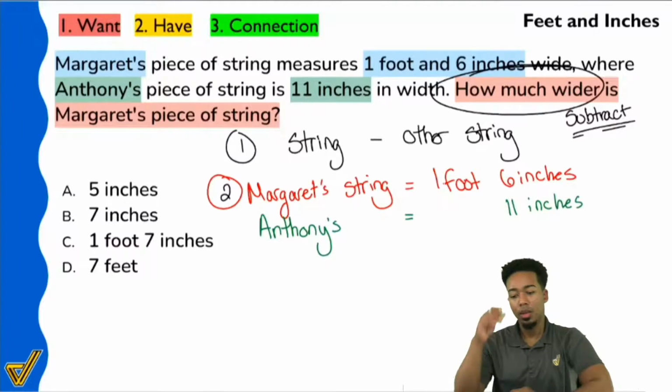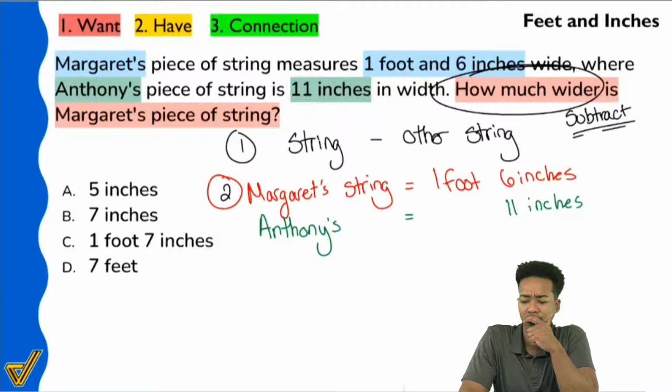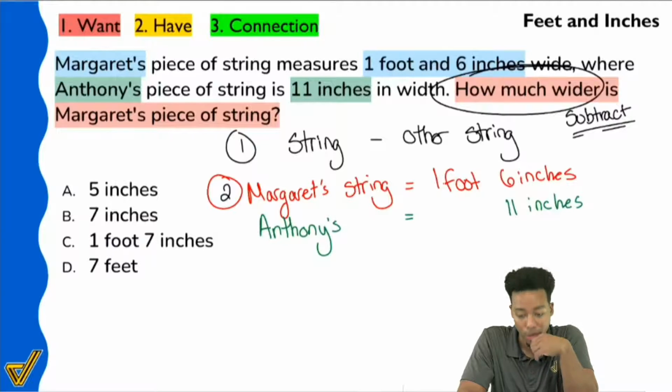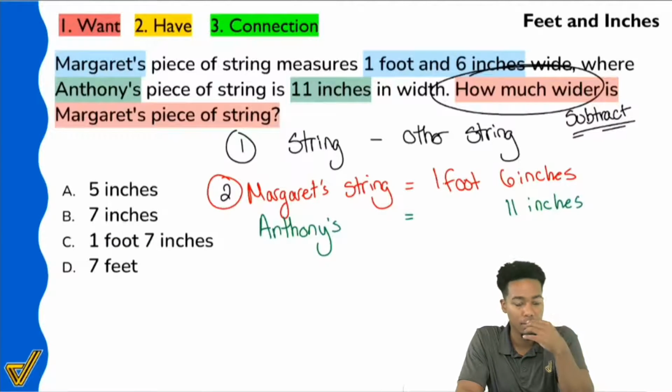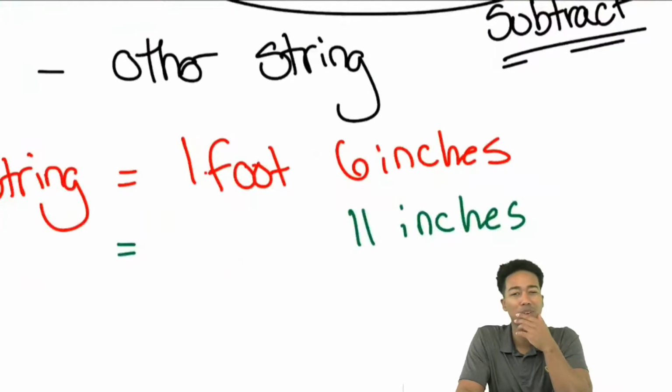Okay. Everybody, quick question. What did we say we were going to do with these two measurements of these strings? Yep. We are going to find the difference. We're going to subtract. So let me go ahead and show you a prime example. And this is going to help us quite a bit here. But take a look at this. We have 1 foot 6 inches, and we're trying to subtract 11 inches. Everybody, can you do 6 inches minus 11 inches? Can you do that?